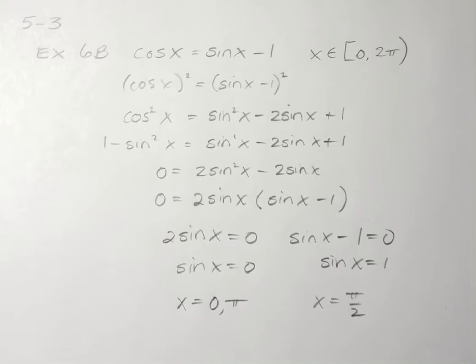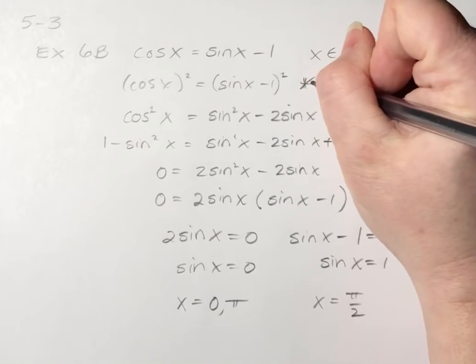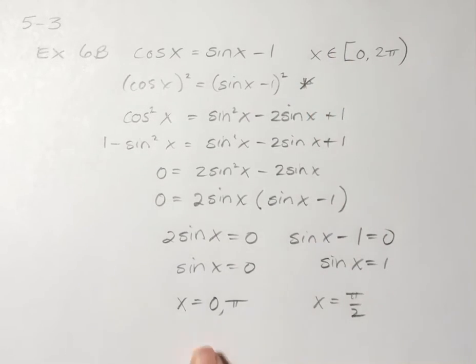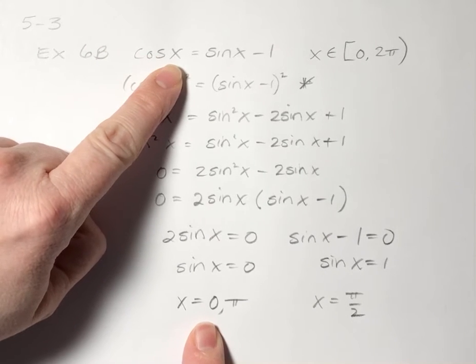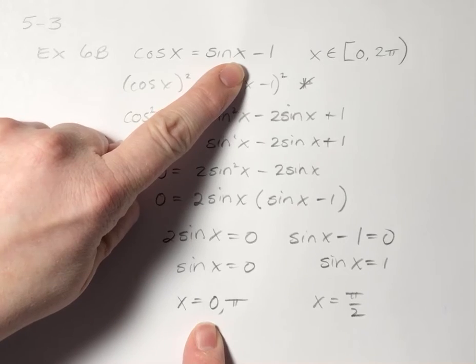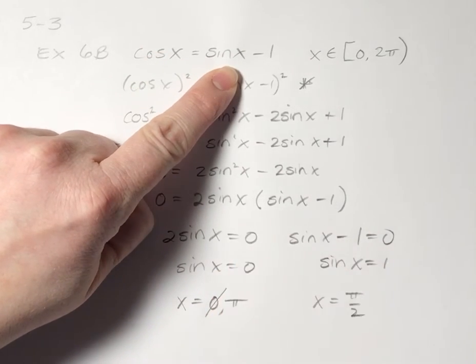So I need to check for extraneous solutions because I squared both sides. So if I go back to the top and I check 0, cosine of 0 is 1, sine of pi is 0, 1 does not equal negative 1, 0 is extraneous.